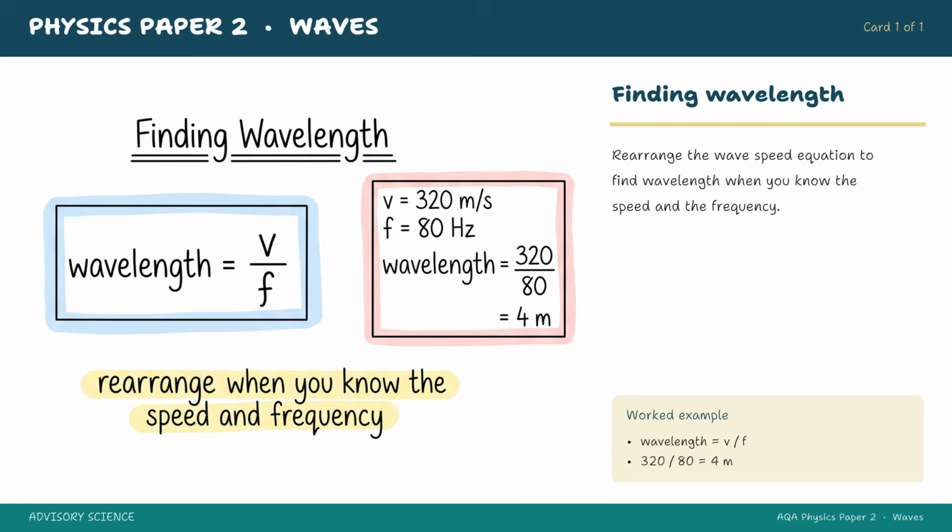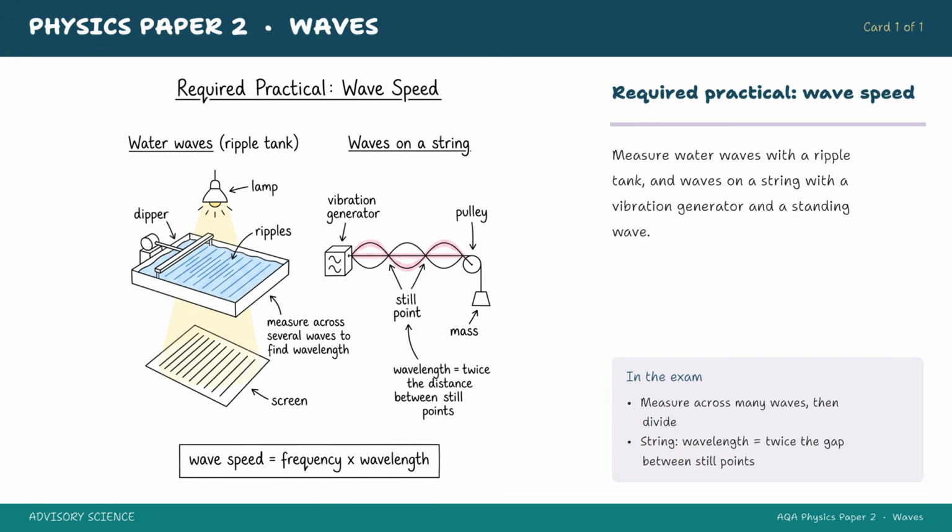Required practical, measuring wave speed. You measure wave speed two ways. For water waves, you use a ripple tank, and a dipper makes ripples, and a light above casts the pattern onto a screen below. Measure across several waves and divide to get the wavelength. Count the waves passing a point for the frequency. Then, use wave speed equals frequency times wavelength.